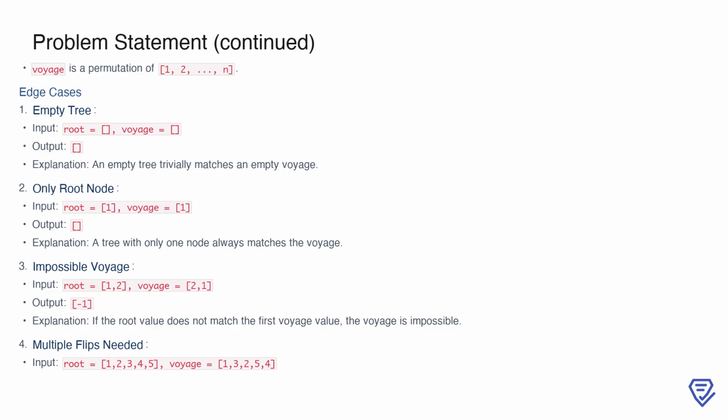Now, let's consider some additional details and edge cases. The voyage array is always a permutation of the integers from 1 to n. For an empty tree with an empty voyage, the output is an empty list because the tree trivially matches the voyage. In a tree with only a root node, such as 1, and a voyage of 1, the output is also an empty list because a single node always matches its voyage. When the root value does not match the first value in the voyage, such as in the input 1, 2, and voyage 2, 1, it's impossible to achieve the desired traversal, so the output is -1.